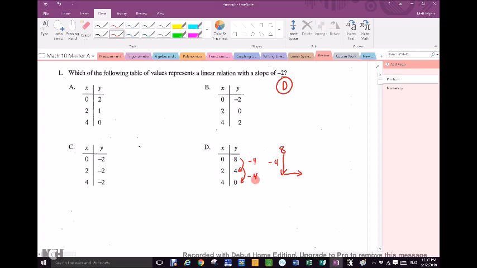So Corey has noticed that we have gone down -4 on the y's. The same time on the x's, we've gone up 2. Slope is rise over run. I rose -4 and I ran 2. -4 divided by +2 is -2. And he is right. Does everybody understand? Yes. Okay.